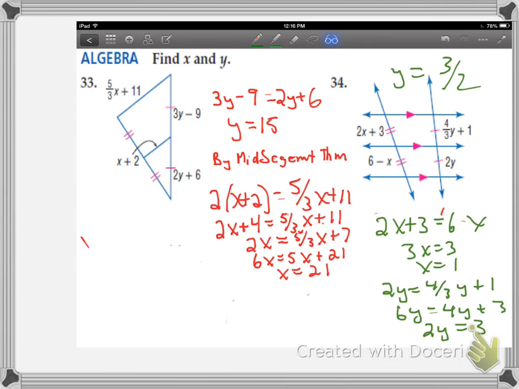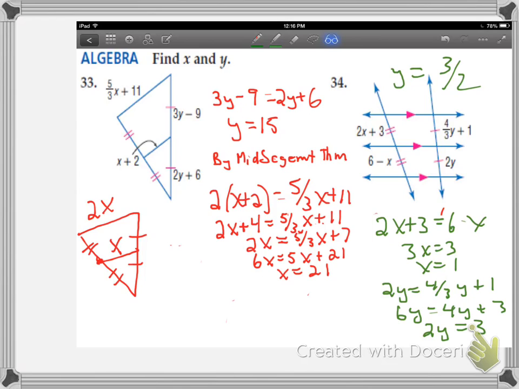The mid-segment theorem says that when you connect the midpoints of two sides of a triangle, you're creating something called a mid-segment. The length of that mid-segment is always half as big as the third side. So whatever the mid-segment is, we'll just double it and get the third side. So if I take 2 times x plus 2, that will give me the 5/3 x plus 11, which is the third side. Solving that, we get x being 21.